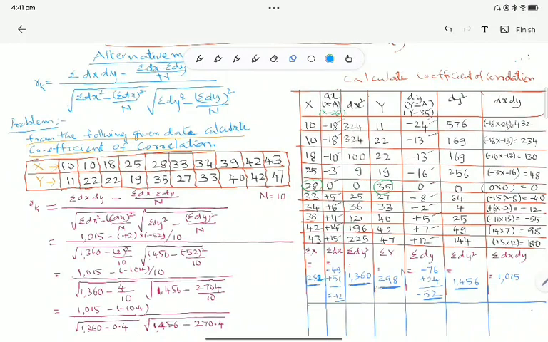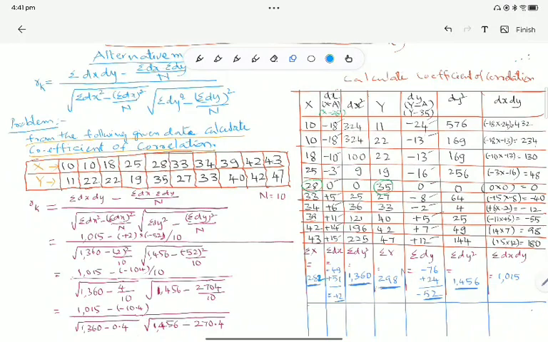Use the calculator carefully. 40 minus 35 is equal to dy, the deviation of y, equal to plus 5, and its square value 5 into 5, 25. 42 minus 35, again the deviation of y is plus 7, its square value 7 into 7, 49. And 47 minus 35, its deviation value dy is plus 12. 12 into 12, its square value dy square, becomes 144.